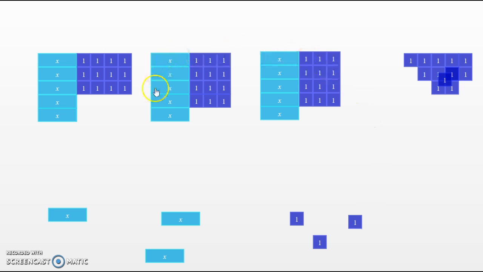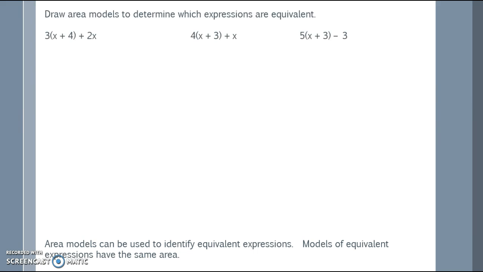Now I see that the middle and the last are equivalent to one another. And no matter how I manipulate, even if I were to, what if I were to bring it like this? I see then all 3 of them are equivalent to each other. And we can find that out if we were to distribute and algebraically determine that as well. So area models can be used to identify equivalent expressions, and models of equivalent expressions have the same area. As we just found, they have to look identical to one another.